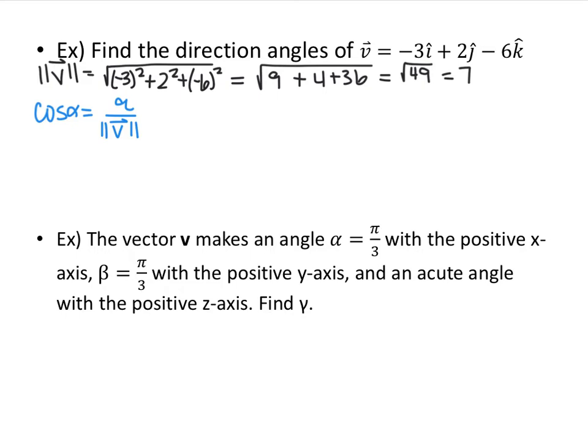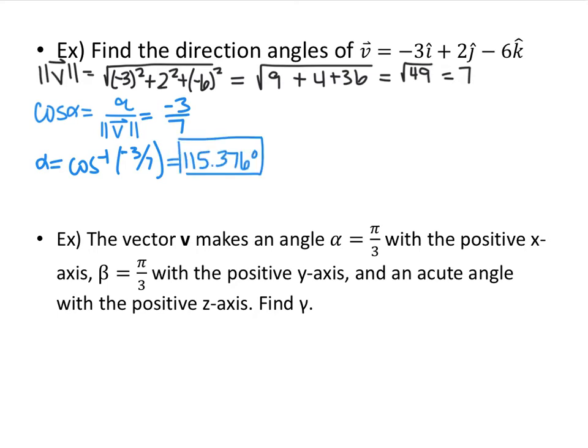If we want to find the angle with the positive x-axis, or alpha, the cosine of alpha is equal to a, the x component, over the magnitude of v. That would be negative 3 over 7. So alpha is equal to the cosine inverse of negative 3 over 7. Make sure your calculator is in degree mode. If you plug in cosine inverse of negative 3 over 7, you end up with 115.376 degrees.